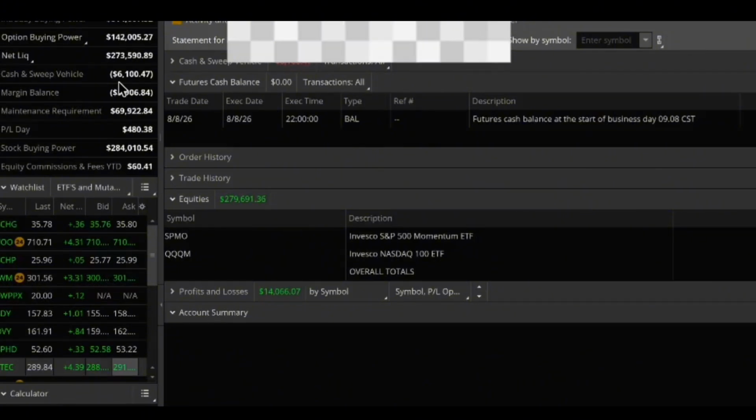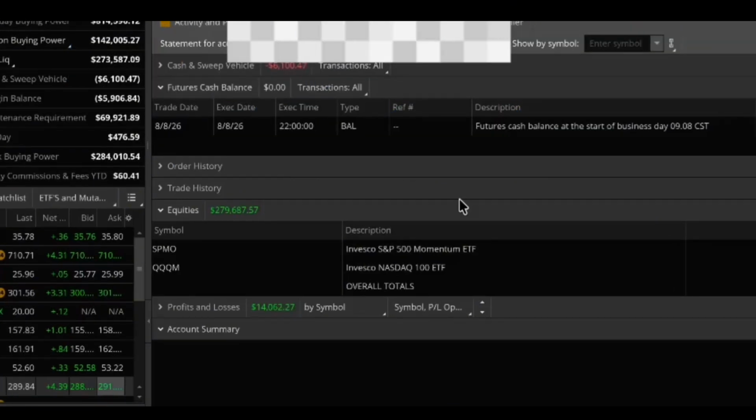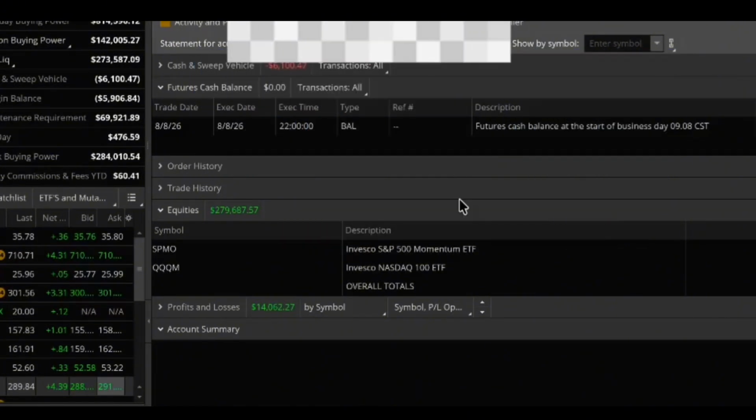Let's say, for instance, we have $100,000 in QQQM and we want to borrow $10,000 against this asset. So we're going to pull from our available withdrawal and borrow against that asset and use that money for whatever we need.